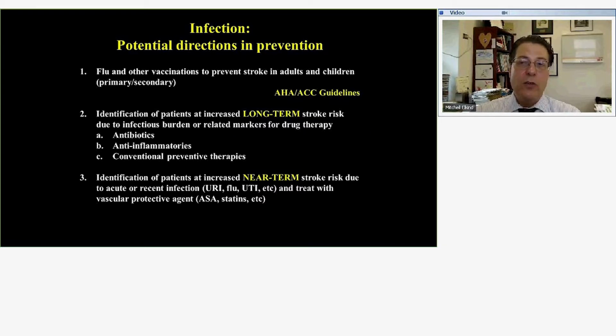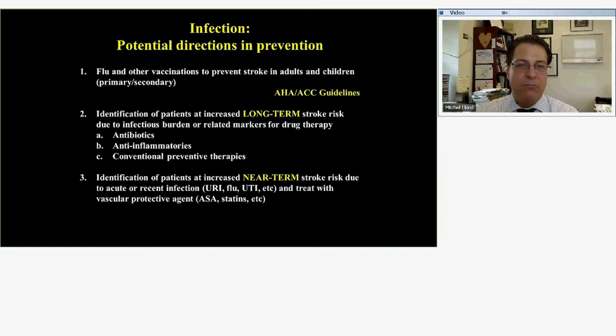So things that we could do that all need to be proven would be vaccinations. Now, it's interesting that flu vaccine is the first one that's been recommended by the AHA, American Heart Association, and the American College of Cardiology as a vascular preventive strategy.